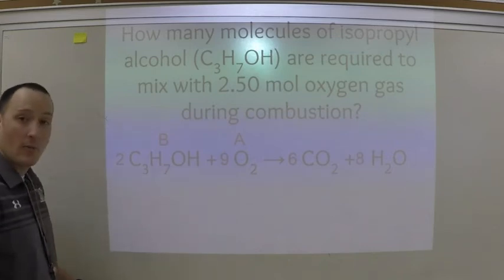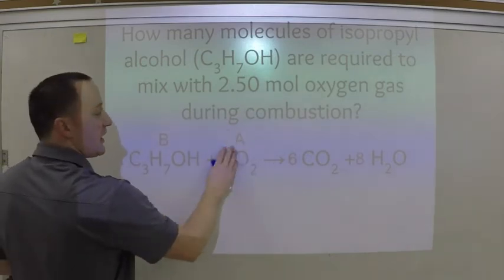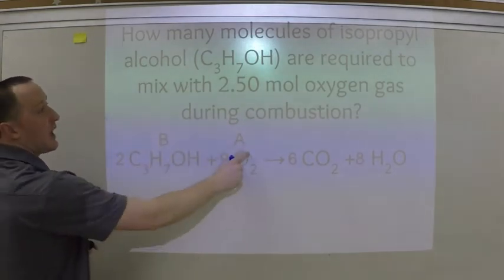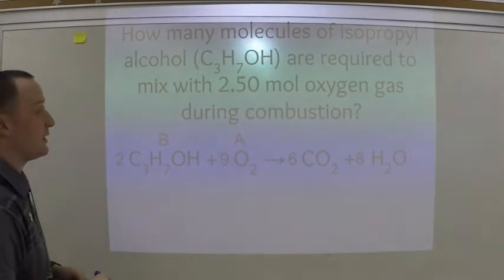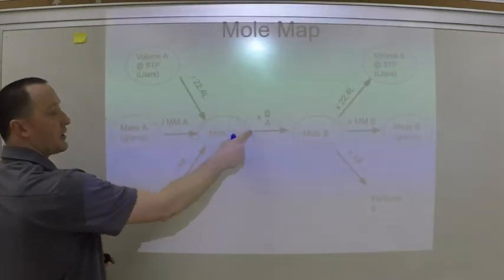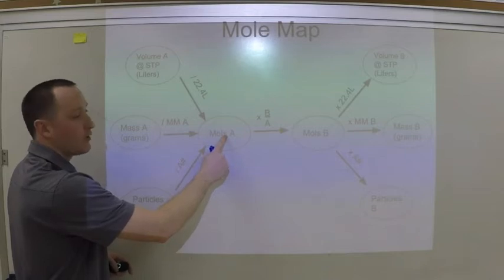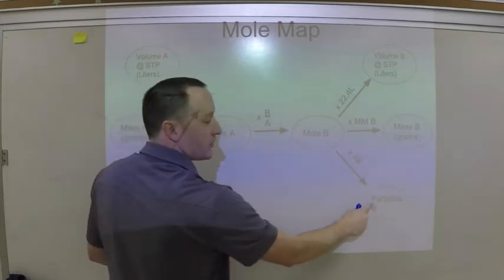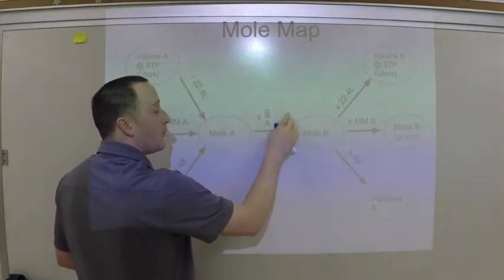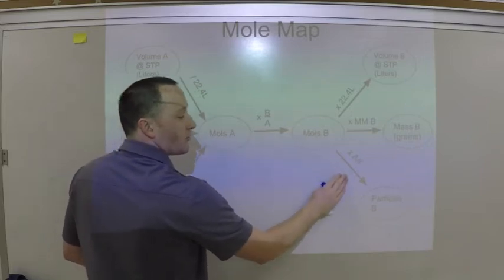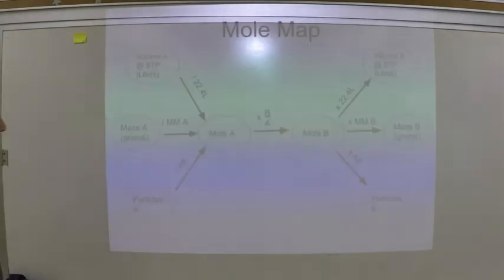Now, I look at my mole map to determine where I'm going to go. I'm given A, I'm going to B. I'm in moles of oxygen, so I'm in moles of A, and it asks me for molecules of B. So I'm going to start here, I'm in moles of oxygen, and it asks me to go to molecules of isopropyl alcohol. Well, molecules is also another name for particles. So I need to convert from moles of A to moles of B using my mole ratio. Then I'm going to convert from moles of B to particles of B using Avogadro's number. So, here we go.